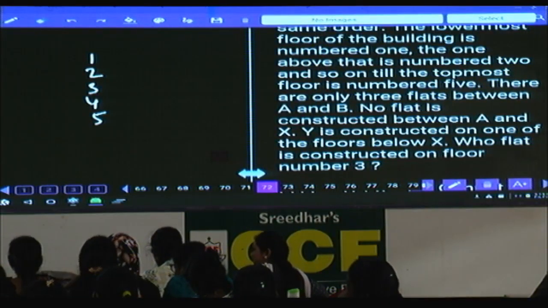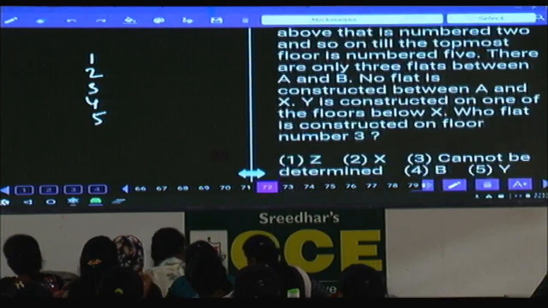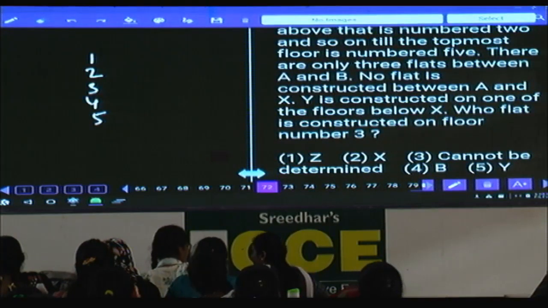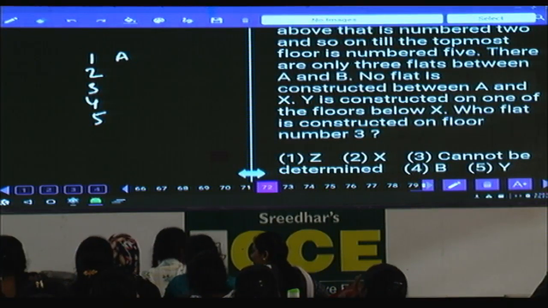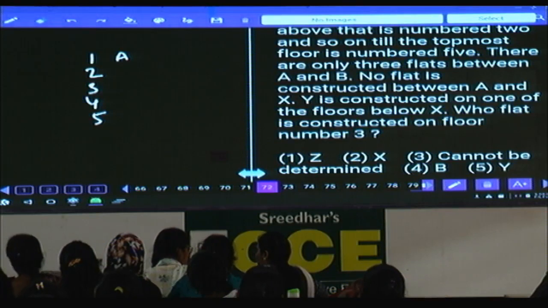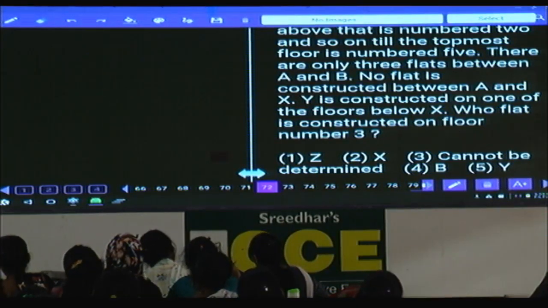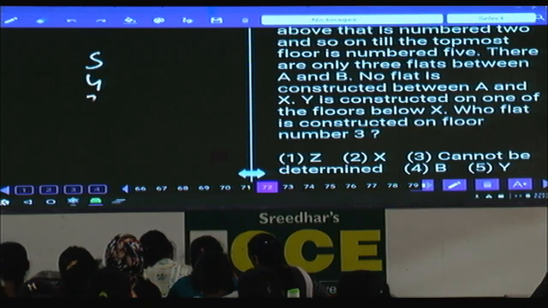Done? And so on, till the topmost floor, number 5. And there are only 3 flats between A and B. In between A and B, how many flats do we have? 3 flats. Now how many possibilities do we have? 2 possibilities. If A is on the first flat, no, the flats must be numbered from bottom to top, isn't it? 5, 4, 3, 2, 1.